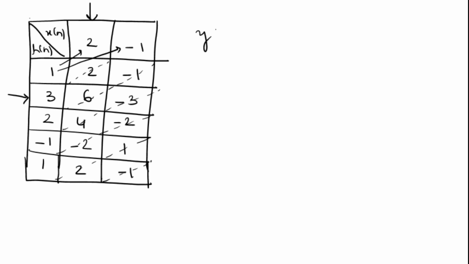Then y of n is equal to, first signal is 2, second one is 6 minus 1 5, third one is 4 minus 3 it is 1, next is -2 minus 4, next is 2 plus 1 it is 3, next is -1. This is y of n.